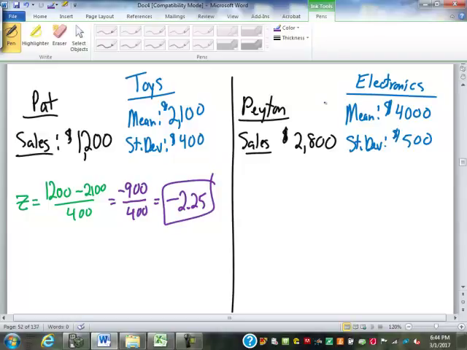What's the negative telling us there? He was below the mean. The z-score of the mean would be 0. Anything below the mean has a z-score negative. Anything above the mean has a z-score positive.